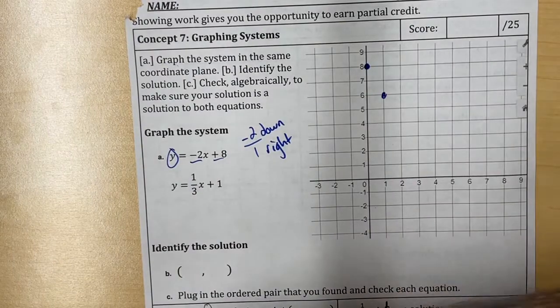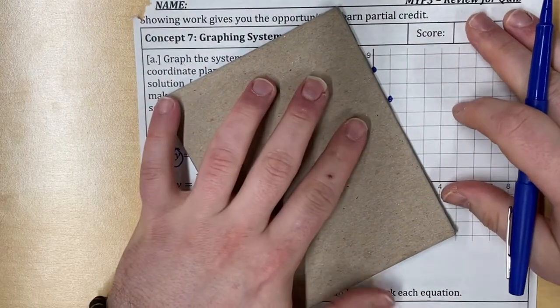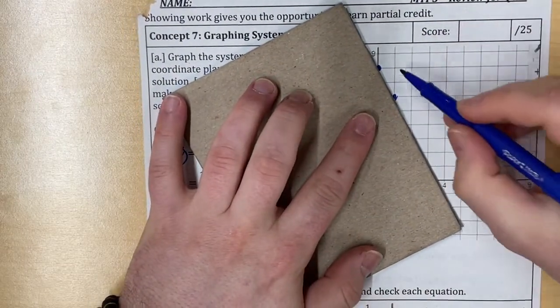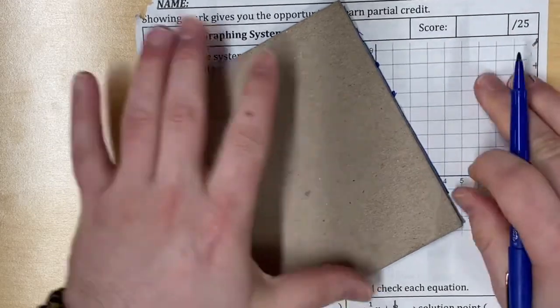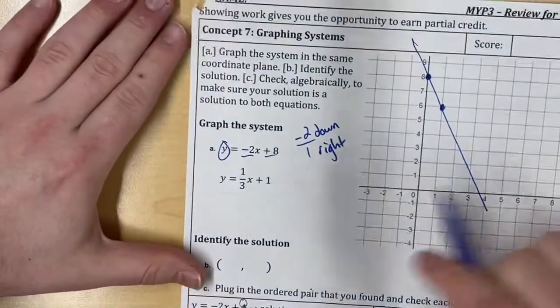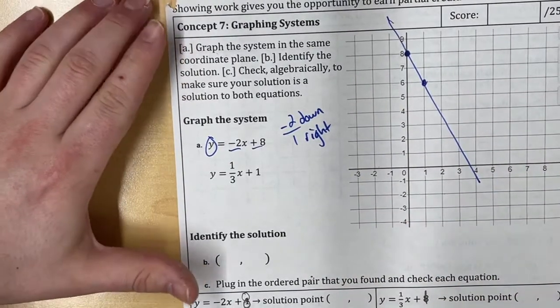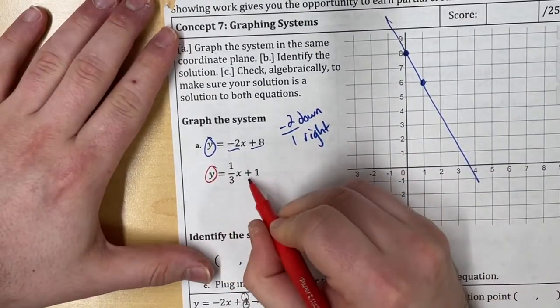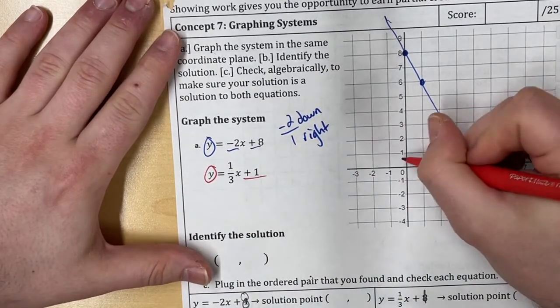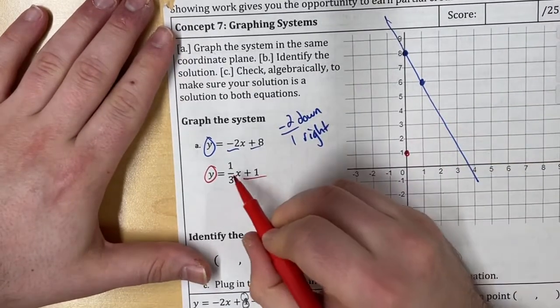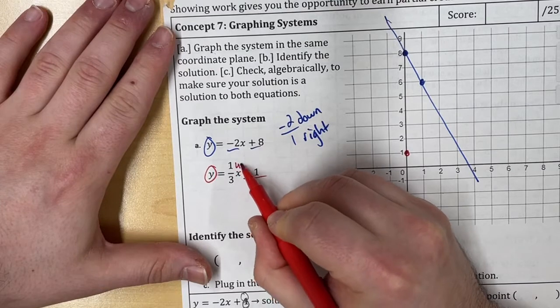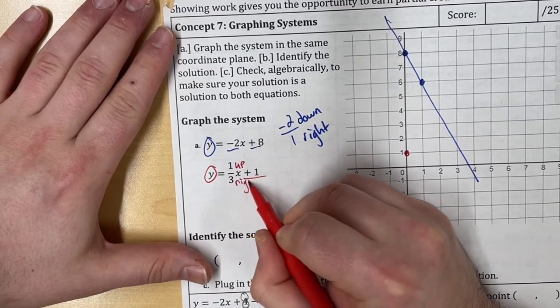Then I can use that wonderful straight edge and draw through those 2 points. I have my linear function. Notice I have my y-intercept and my slope, and so I'm good. Then for my second equation, the point 0, 1 is going to be our y-intercept, and then we're going to use that slope. We go 1 up and 3 to the right.